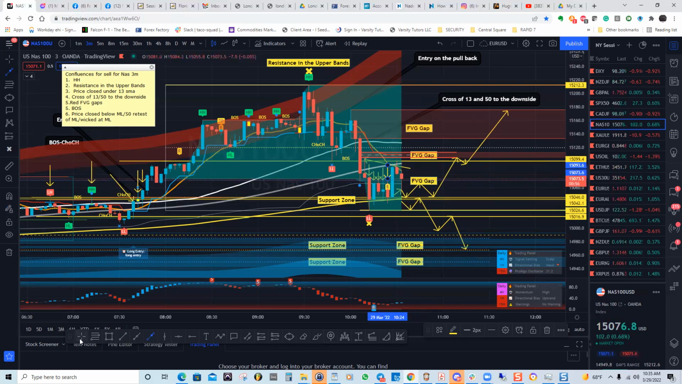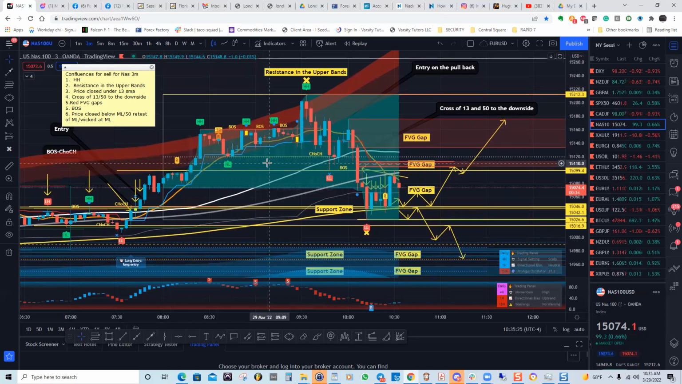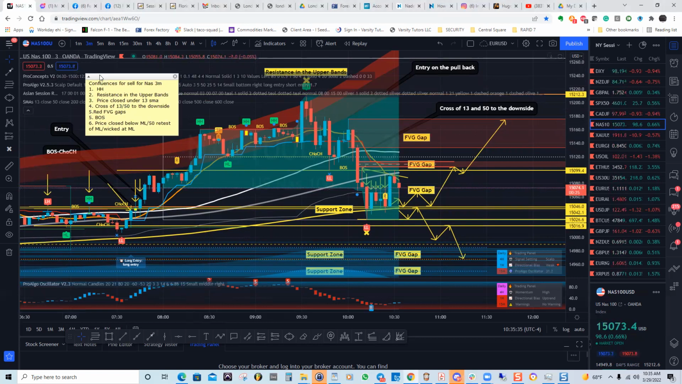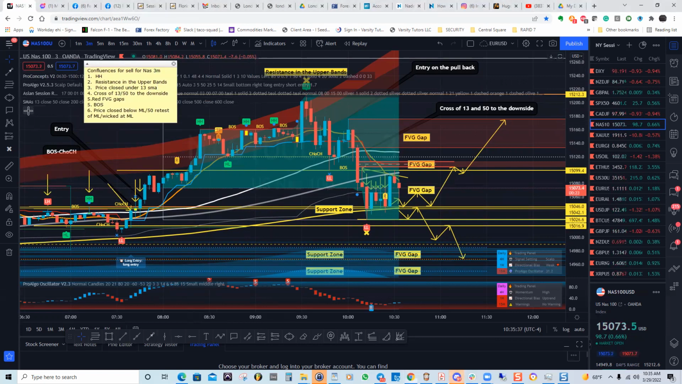So what we're expecting is that we've got some serious price action going on here. We're seeing if this candle here will break this zone or keep bouncing on this zone. So this is where, like I said, you would have got in here, and you would have got out down here someplace, and then you would look for the next setup. So this is a quick tutorial, or we'll call it confluences for a sell on the NAS 3-minute using the Pro Concepts version 2 indicator.